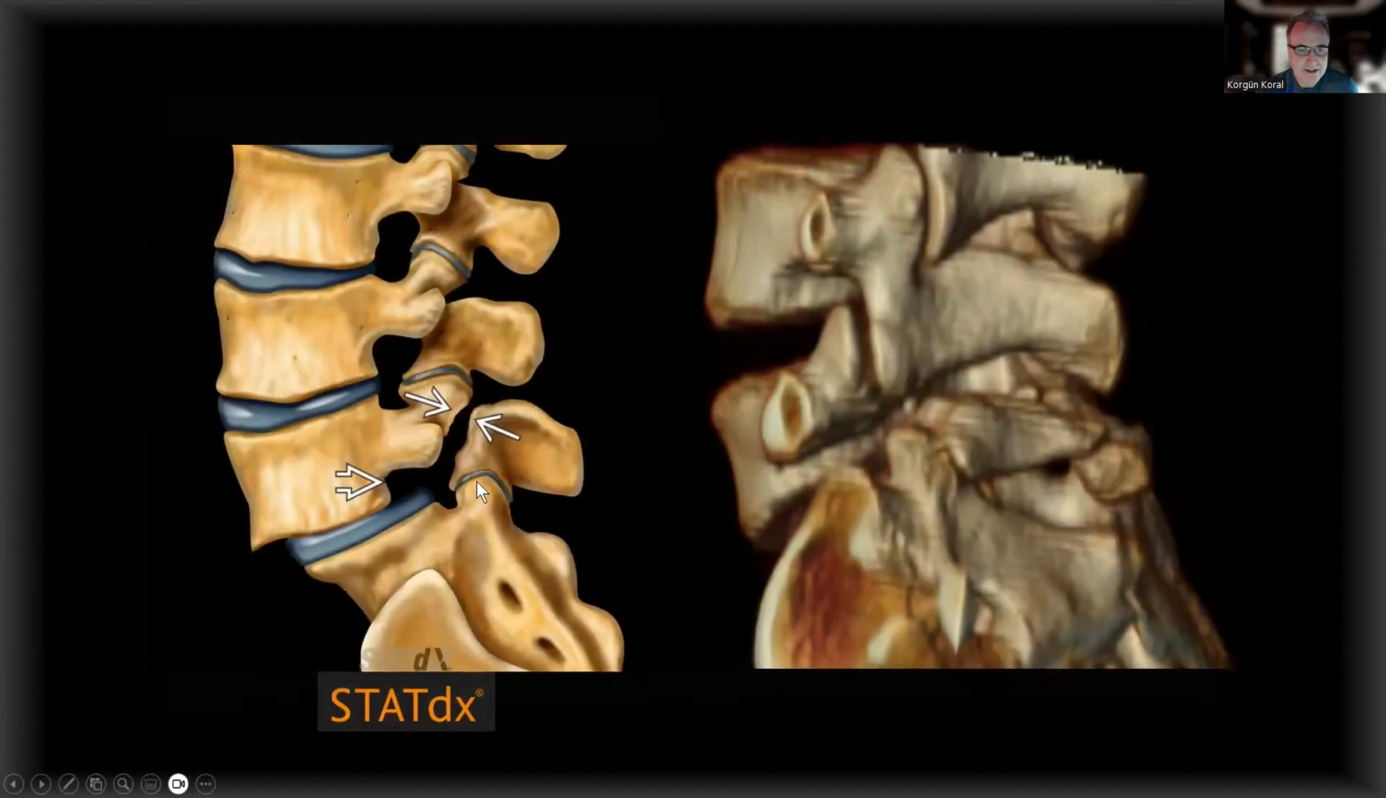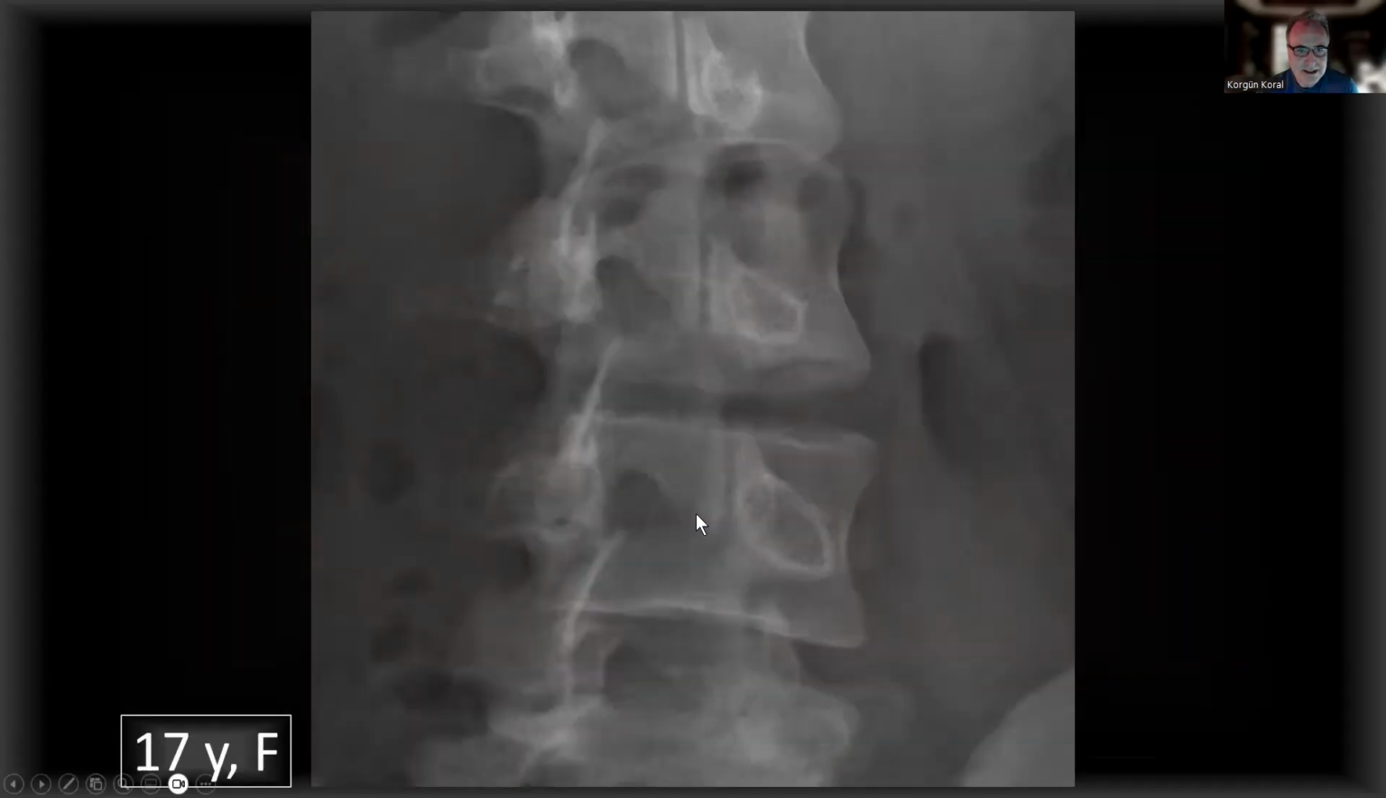So we have the drawing from StatDx and corresponding imaging from one of our cases, a 3D reformat showing the defect at the neck of the Scotty dog. We'll talk about that on the plain film. So here's an intact neck, and here's the broken neck of the Scotty dog. So no pediatric back pain imaging lecture is complete without a plain film, even though we are doing these less and less these days for the workup of back pain.